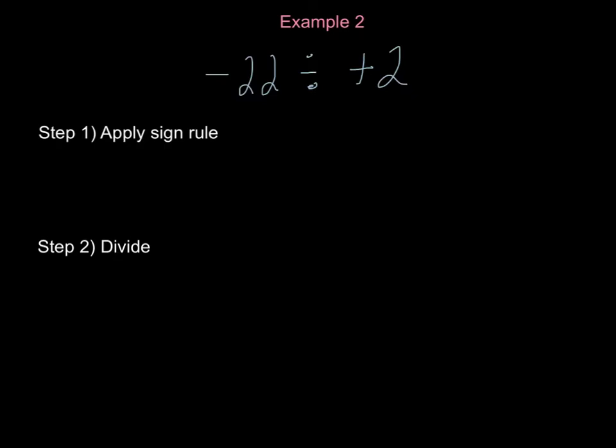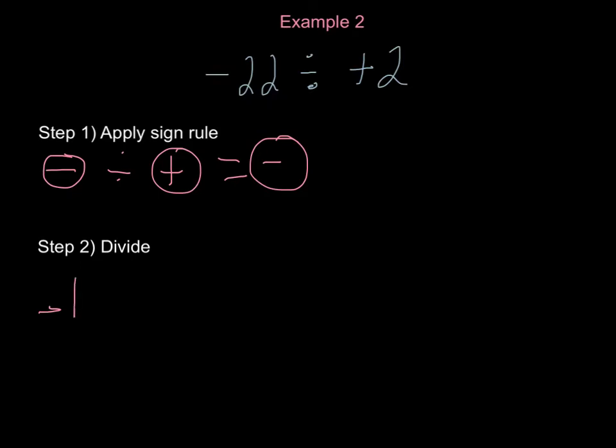Alright, so example 2. We've got a negative 22 being divided by a positive 2. Just like last time, step 1 is apply our sign rule. We've got a negative being divided by a positive. Since they are different signs, the answer is automatically going to be negative, so we can write a negative down here. Step 2 says just divide. So 22 divided by 2 is just 11. So our answer is negative 11, and that's it.